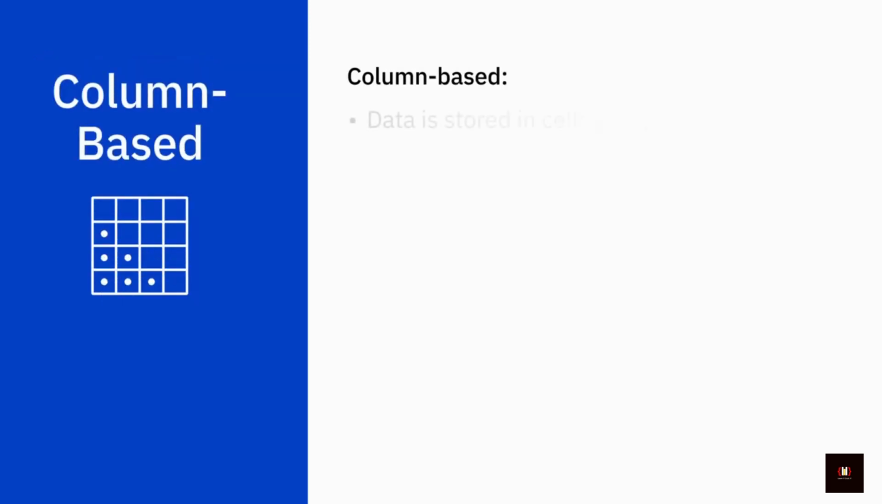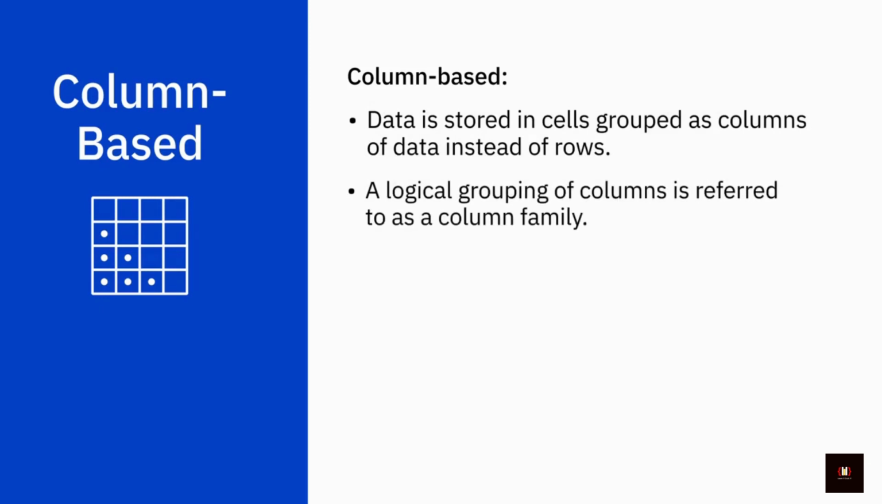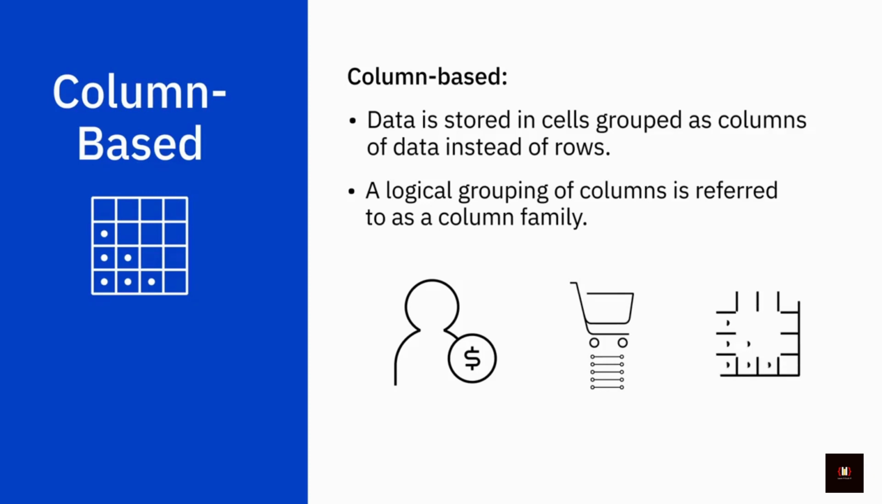Column-based. Column-based models store data in cells grouped as columns of data instead of rows. A logical grouping of columns, that is, columns that are usually accessed together, is called a column family. For example, a customer's name and profile information will most likely be accessed together, but not their purchase history. So, customer name and profile information data can be grouped into a column family.